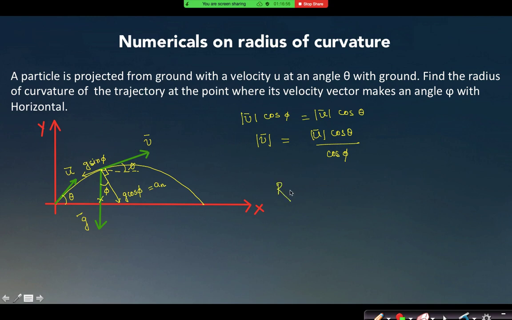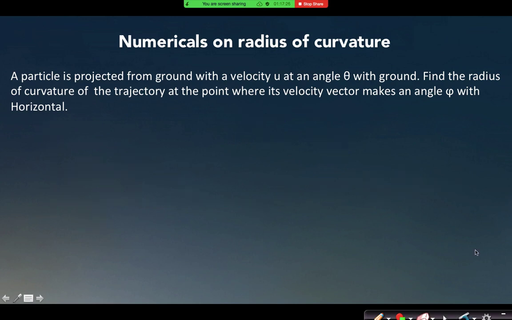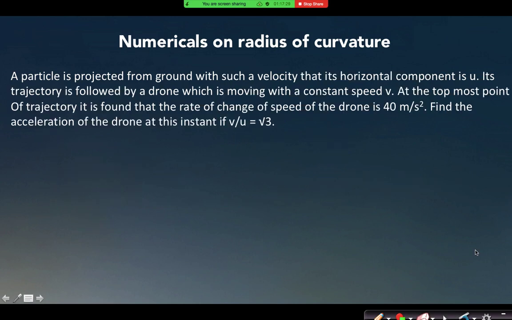So what is the radius of curvature? It is mod v square divided by a_n. Using the formula, it is u square cos square theta divided by cos square phi, and then dividing by a_n, which is g cos phi, it becomes u square cos square theta by g cos cube phi. So that is the answer of this question. All right. Now try to solve this one.